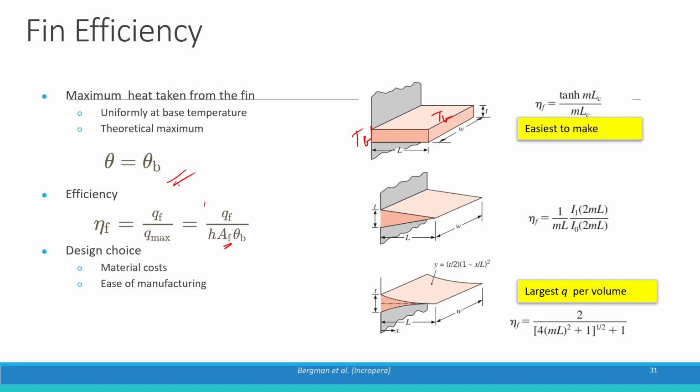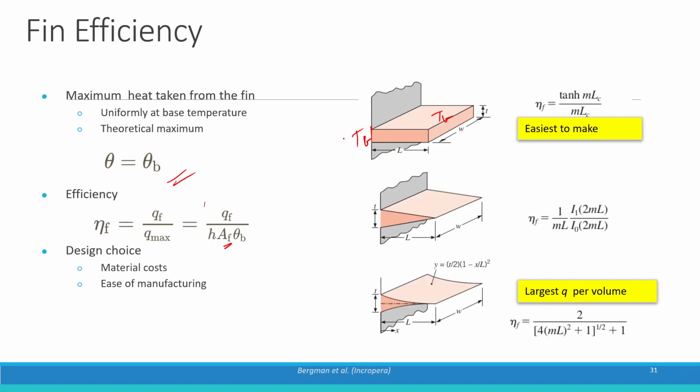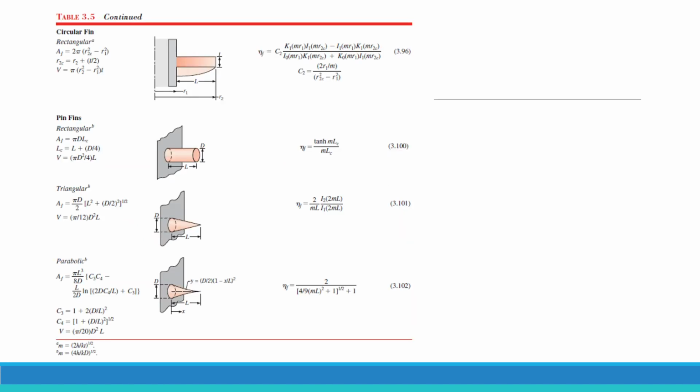So yes, two main things to remember: the fin effectiveness is defined as the actual heat transfer upon heat transfer without fin, whereas this fin efficiency is defined as the actual heat transfer upon heat transfer that would have occurred if the entire fin was at the base temperature. So over here there are these formulas for fin efficiencies.